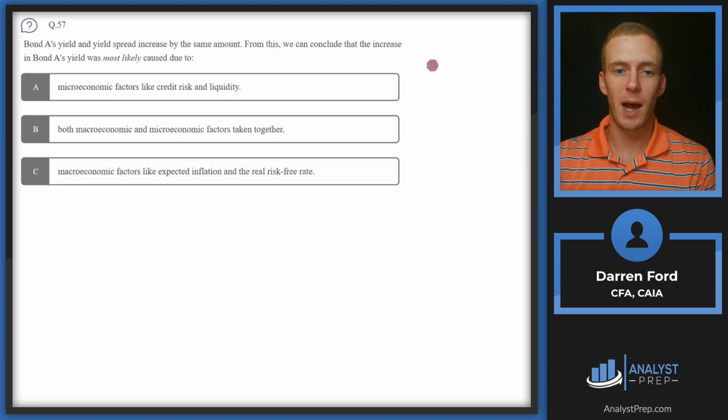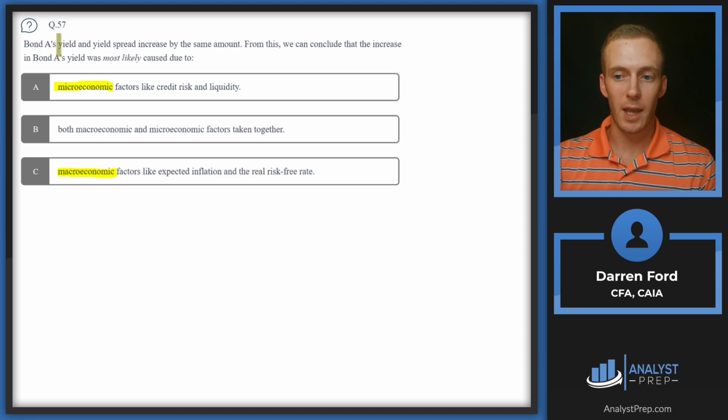Question 57. Bond A's yield and yield spread increase by the same amount. From this, we can conclude that the increase in Bond A's yield was most likely caused due to... So we've got A, microeconomic factors like credit risk and liquidity. B, both macroeconomic and microeconomic factors taken together. Or C, macroeconomic factors like expected inflation and the real risk-free rate. So basically, we need to decide whether it's microeconomic and or macroeconomic that's causing this change in yield spread.